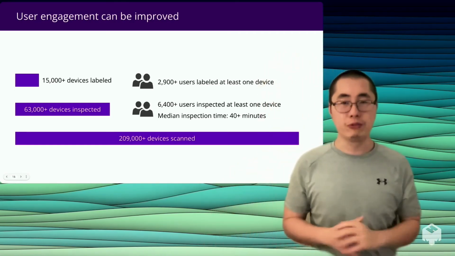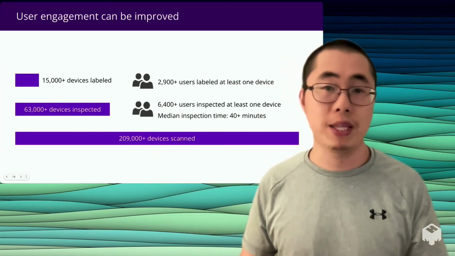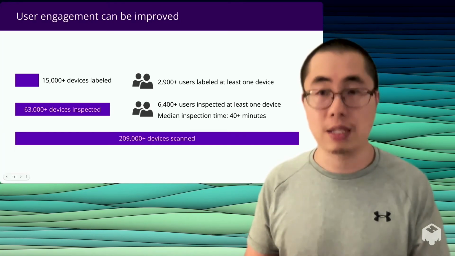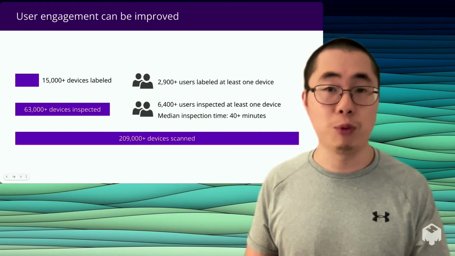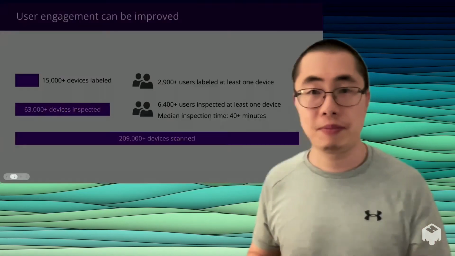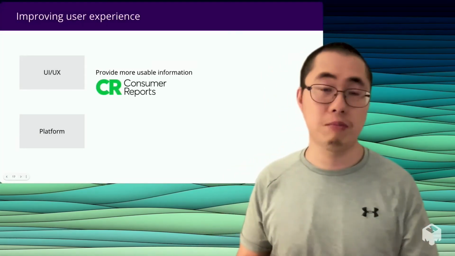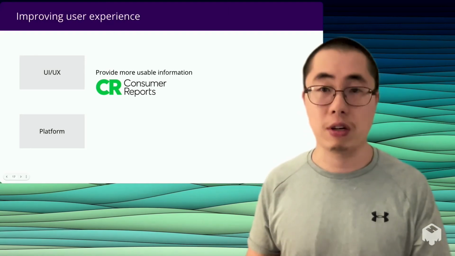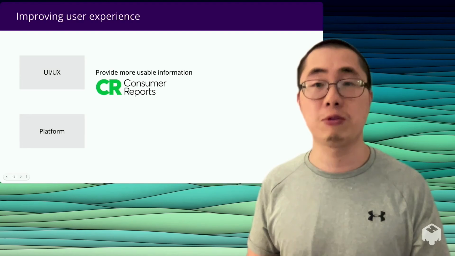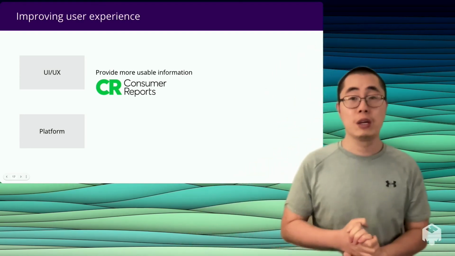So there's definitely room for improvement. For instance, longer duration beyond 40 minutes. Can we encourage users to run Inspector for days, for weeks? Can we get more users to inspect more devices and label more devices? More incentives. And since we're not paying users, we can potentially attract more users and keep them engaged longer by building a better product, one with better user interface and better user experience, for example, by offering more usable information about what their devices are doing behind the scenes.